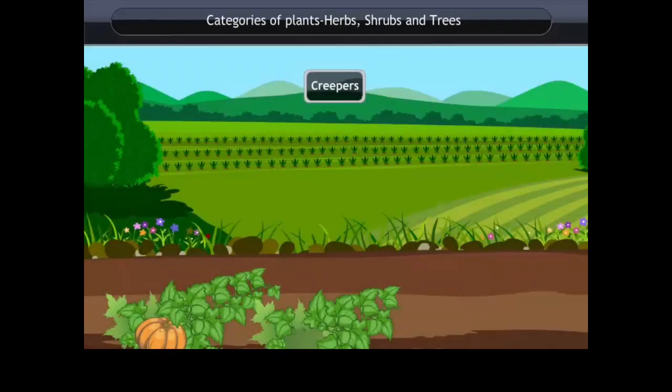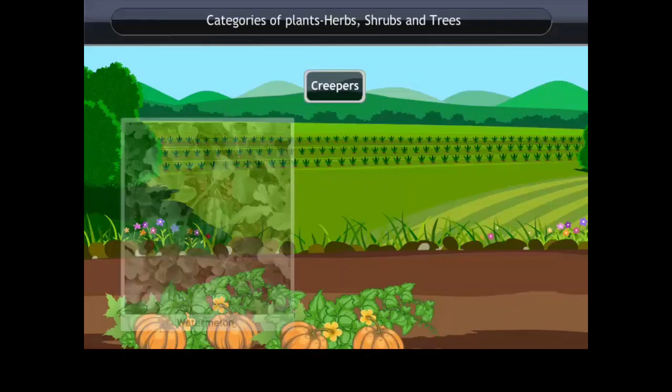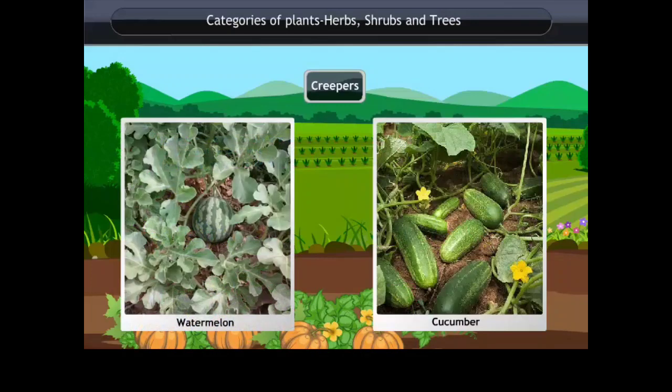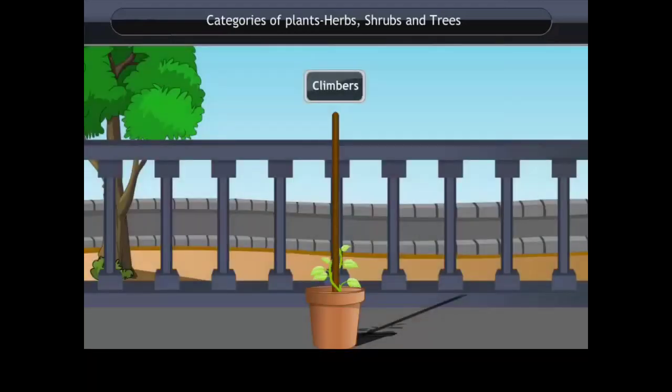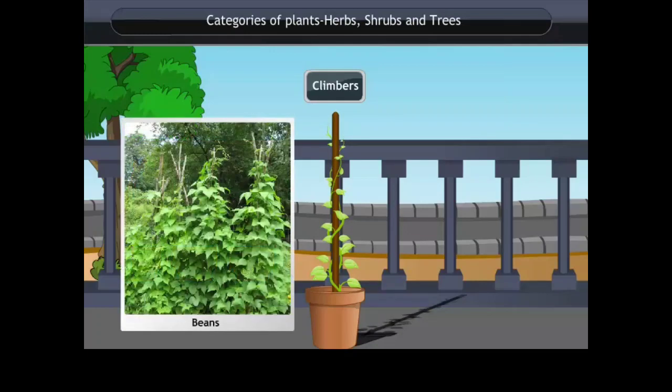Creepers cannot stand upright and spread on the ground as they have weak stem. For example, watermelon and cucumber. Climbers climb up by taking support on neighboring structures. For example, beans and peas.